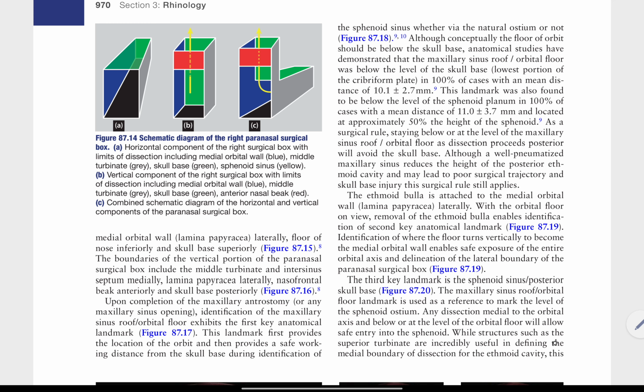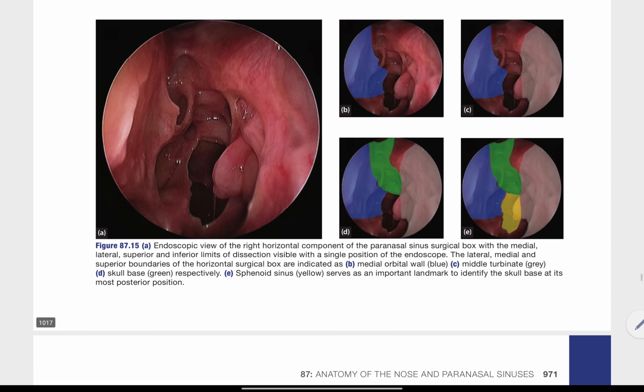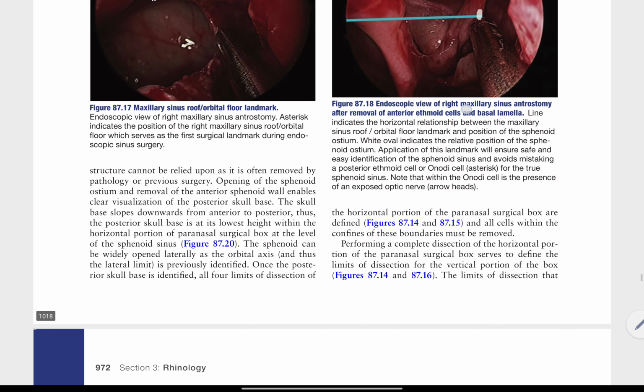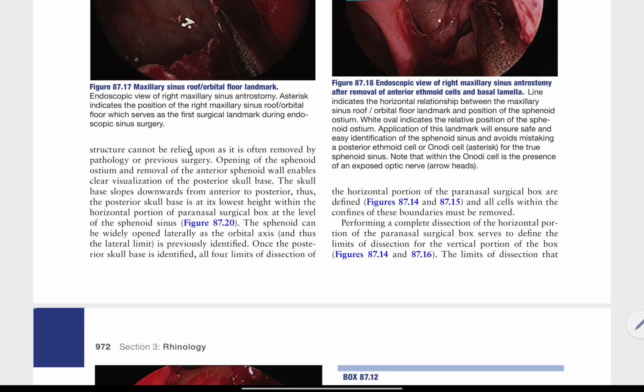While structures such as the superior turbinate are incredibly useful in defining the medial boundary of dissection for the ethmoid cavity, this structure cannot be relied upon as it is often removed by pathology or previous surgery.